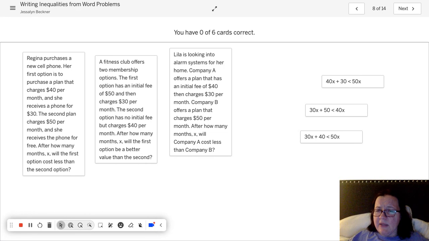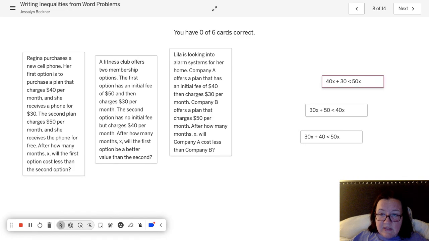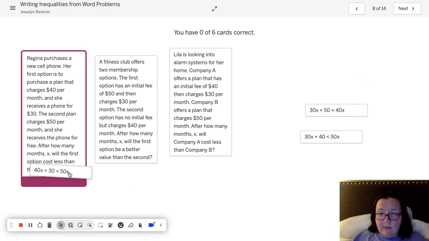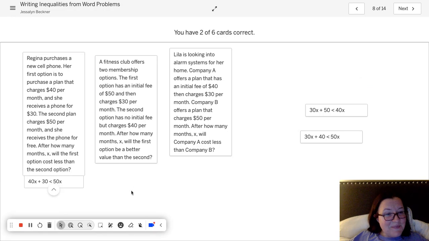Let's go line by line. She's purchasing a phone. Her first option is to purchase a plan that charges $40 a month, and she receives the phone for $30. The second plan charges $50 per month, and she receives the phone for free. All right, so I think this is our inequality right here. Line by line looking at it, looks good.